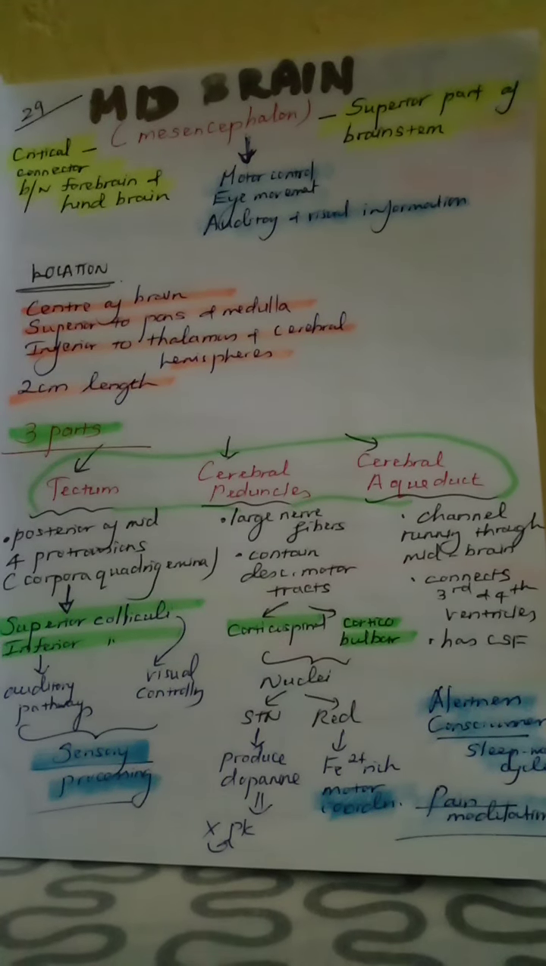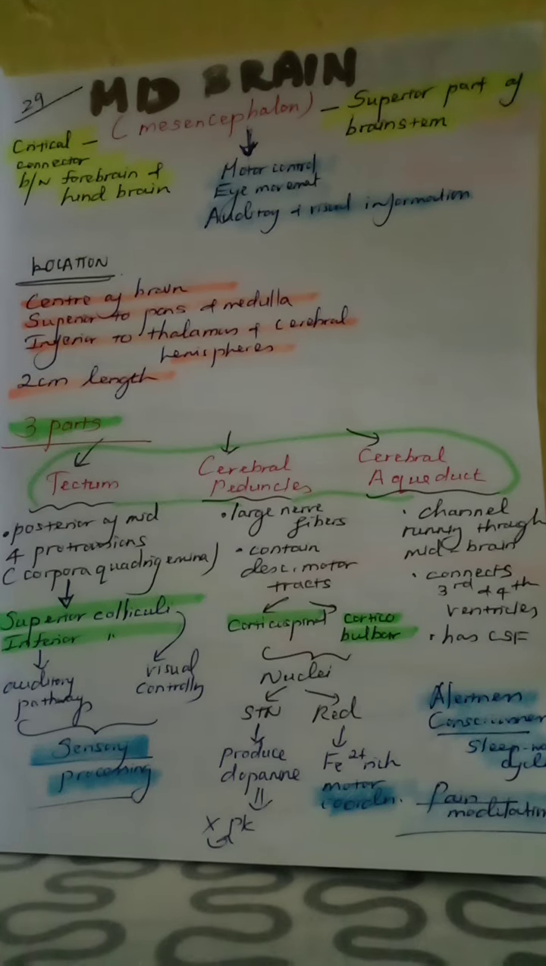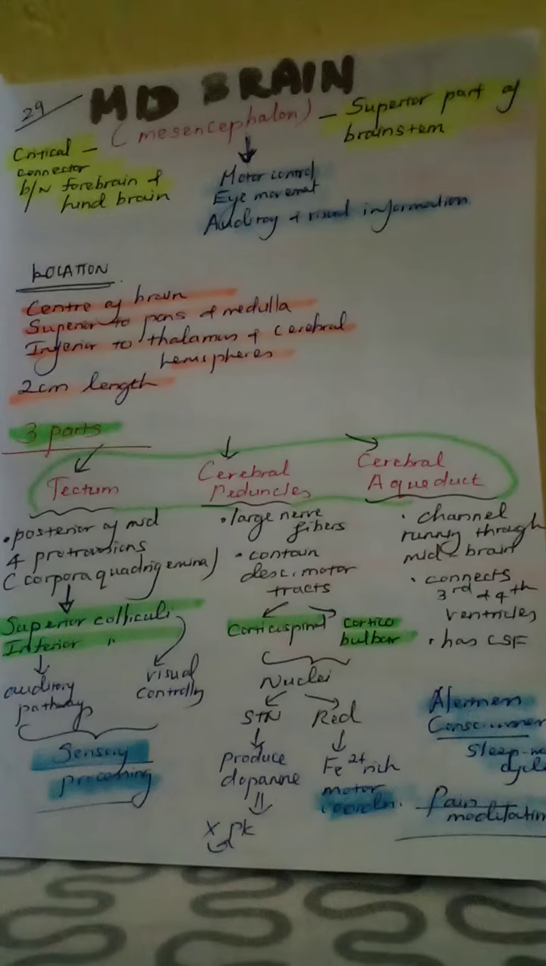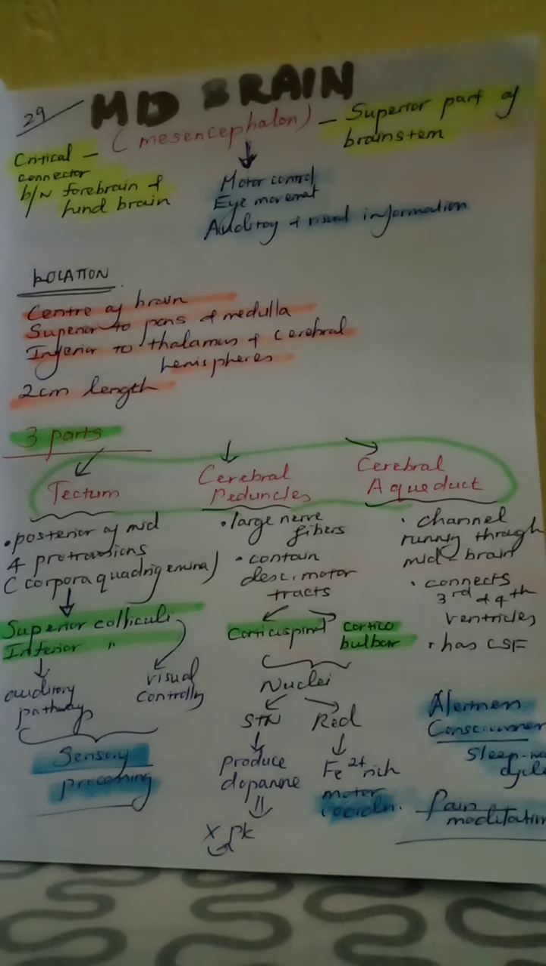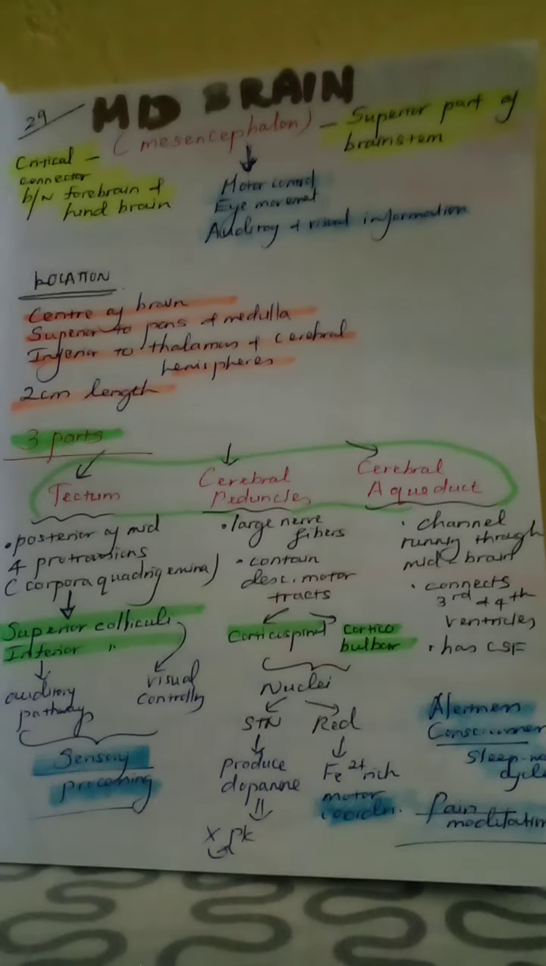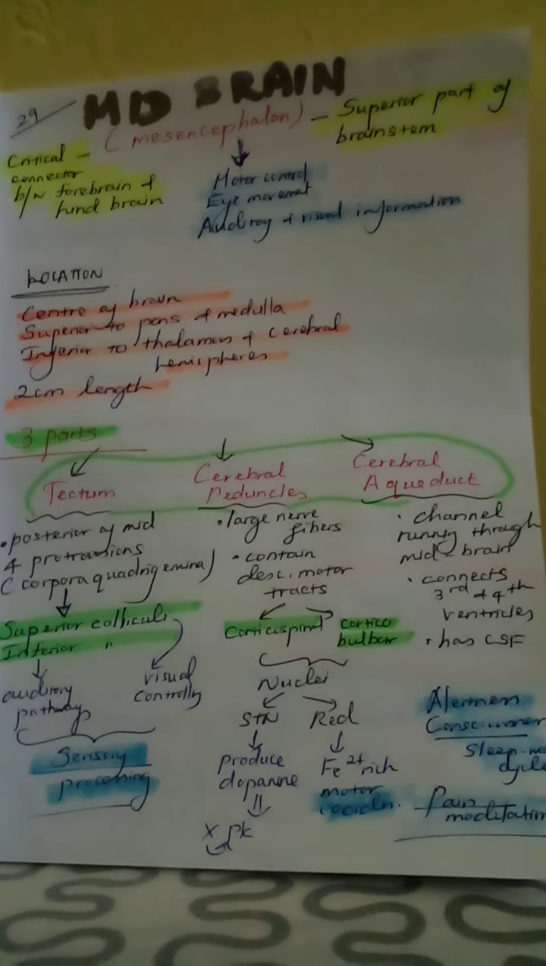Because it is a critical connector. It is located between the forebrain and the hindbrain, right? So, what do we need this for? Well, it controls the motor control activities. It also helps in the eye movement and even for hearing. So, auditory as well as visual information.